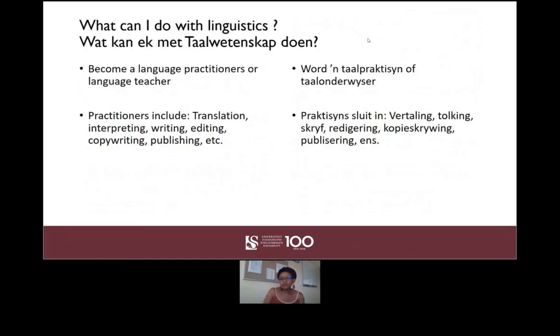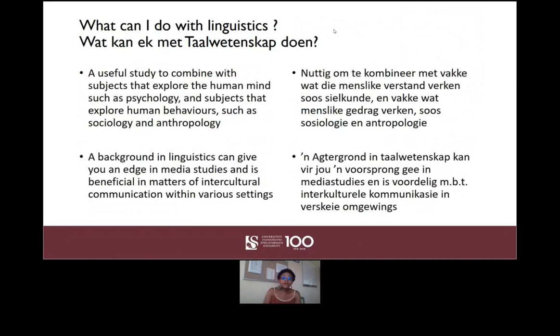So what can you do with linguistics? Well, with a background in linguistics, you can become a language practitioner or a language teacher. Now, practitioners include people like translators, interpreters, editors, copywriters, and the like. Linguistics can be combined quite usefully with subjects that explore the human mind, as we've already explained, and subjects that explore human behaviors like sociology and anthropology. A background in linguistics can also give you an edge if you want to go into media studies and journalism, and it can be quite beneficial in matters of intercultural communication within various settings.